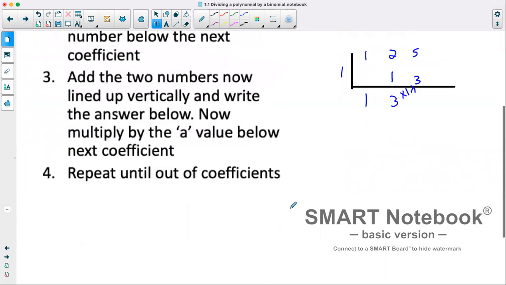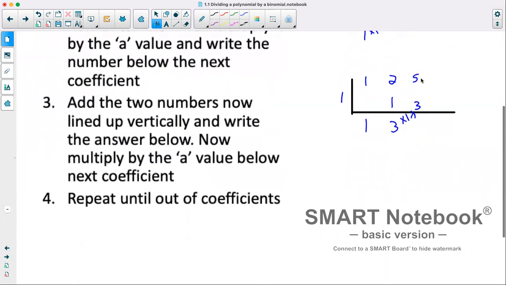And then we essentially continue doing this until we have nothing left to bring down, which it looks like we will be at now. So we have 1, 1, 2, 5. We brought down the 1, multiplied it by 1, which gave us 1. Adding these gave us 3. Multiplying this by 1 gave us 3. Now we're on to, once again, adding the column. So we have 8.